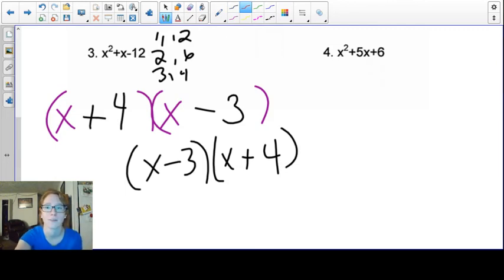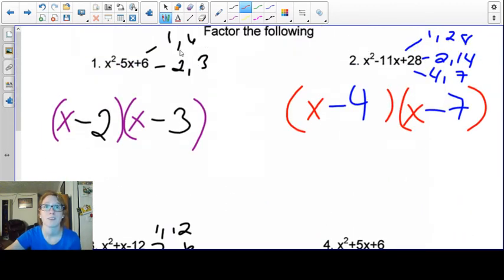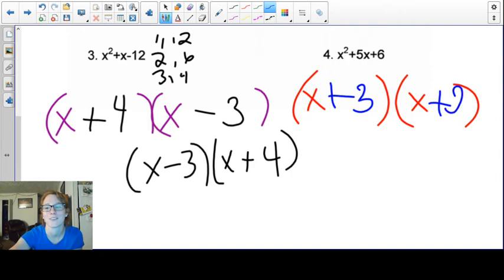All right, let's try number 4 together. 2 sets, x and x. Hey, we already talked about 6 before. Didn't we talk about them up here? So then there are 2 sets to go through. 1 and 6, 2 and 3. Well, if we're positive and positive, the only way to get to positive with multiplying is 2 positive or 2 negative. For adding to the positive part, it can only be those 2 positive numbers. So what 2 positive numbers add to 5 but multiply to 6? A lot of people switch up all the time. Good. 3 and 2.